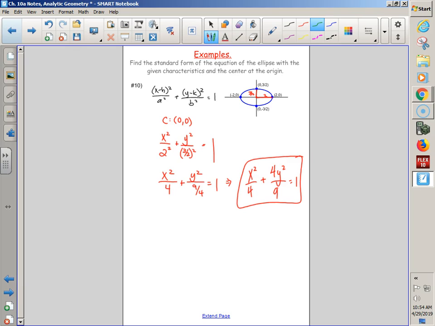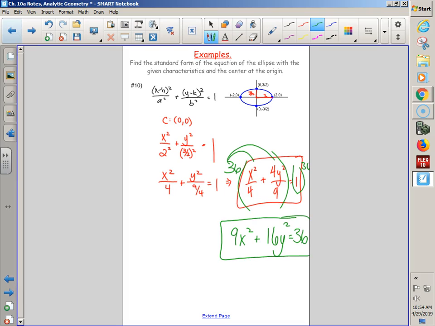So couldn't I technically take both sides and say times 36 and times 36? Everything's still balanced if I'm multiplying on both sides, right? Yep. And what would happen when you distribute? What's 36 over 4? 9 times x squared plus what's 36 over 9? 4, and 4 times 4? That's another way of writing it.